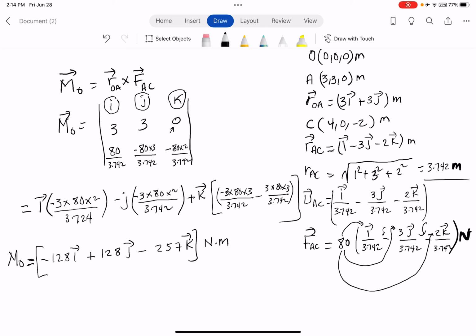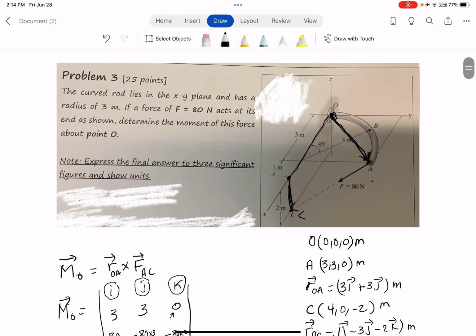This is the moment around the point O. So this is the moment of this force around the point O. Some people might find the position vector, which is very simple, by taking it from point O to the tail. And some people take it from O all the way to C. Whatever option you use, you'll get the same final answer. Okay, so now this is finished.